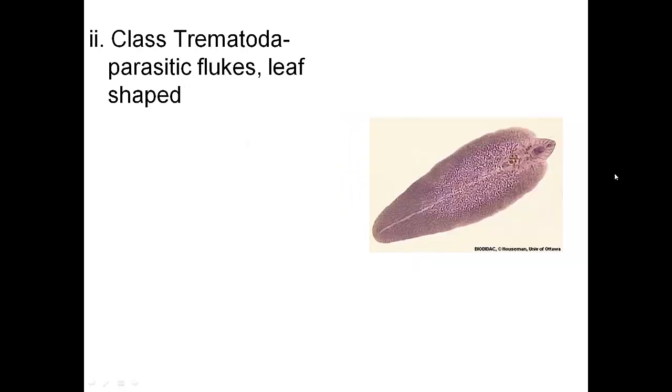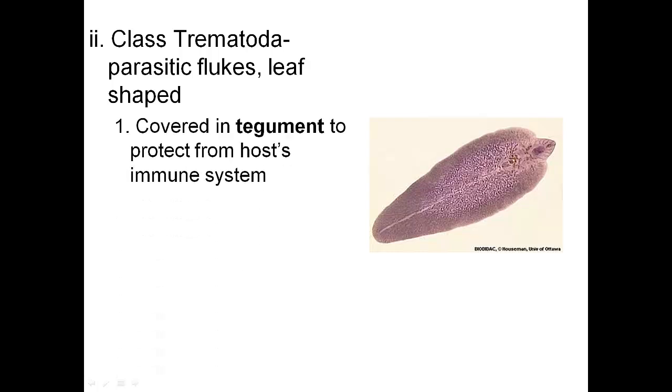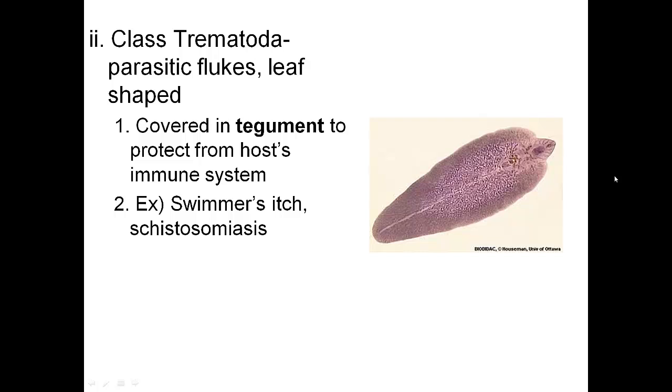Trematodes, class Trematoda, these are parasitic. And fluke is just another name to describe them. They're parasitic flukes, and they are leaf-shaped like the picture to the right. They have a tegument around them that helps protect from the immune system of whoever they're infecting. Things that are caused by trematodes would be swimmer's itch and schistosomiasis.